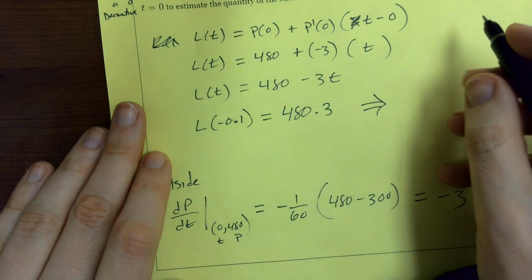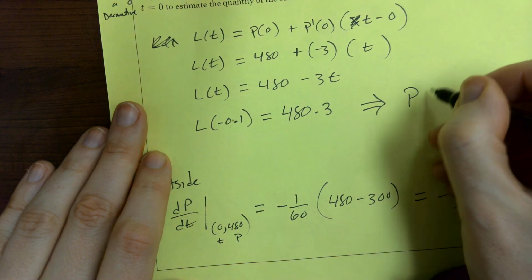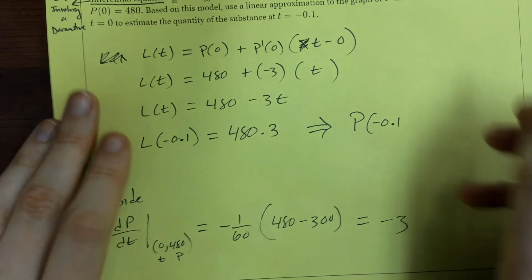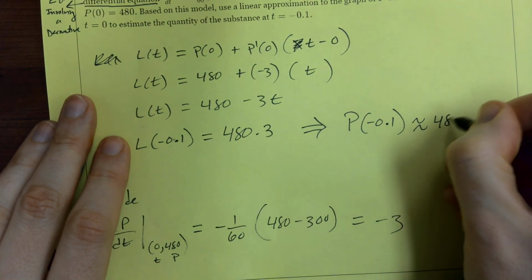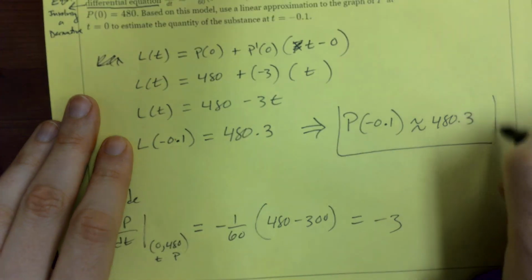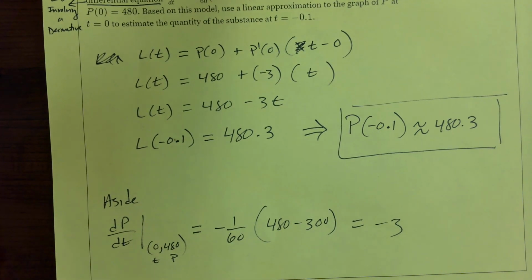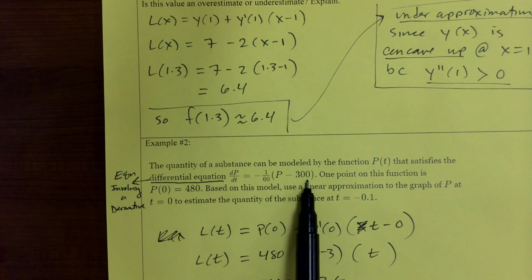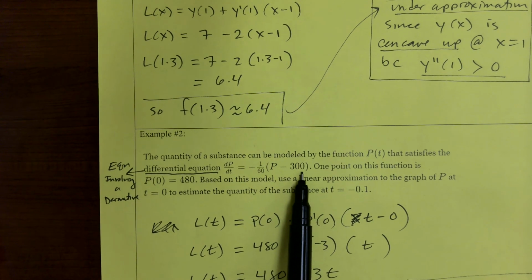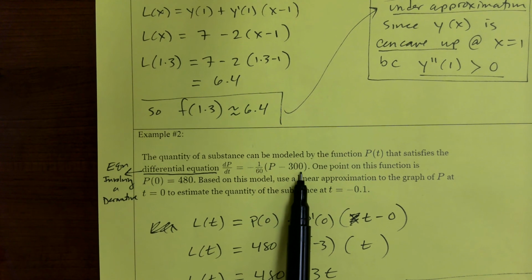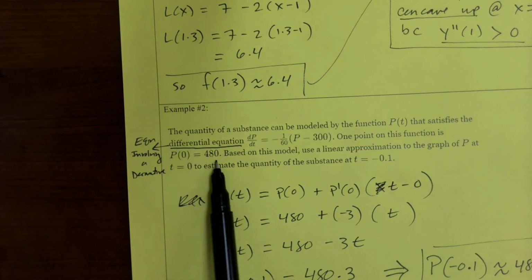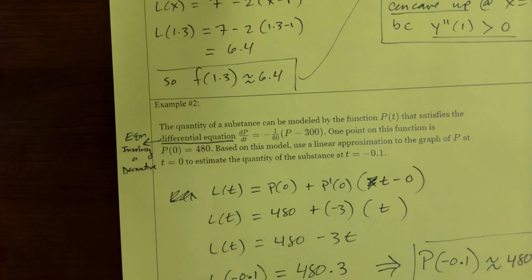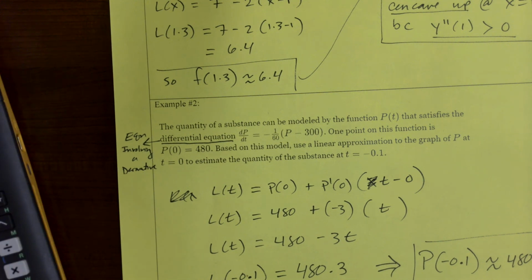So we've got that P of negative 0.1 is approximately 480.3. If you wanted to know if it was an over or under estimate, you would have to take the derivative again to get the second derivative, and then see if the second derivative is positive or negative at (0, 480). Okay, guys, sorry, that was a lot of explanation, but this is a very visual situation, so I wanted to make sure that was clear. And if it's not, please let me know.